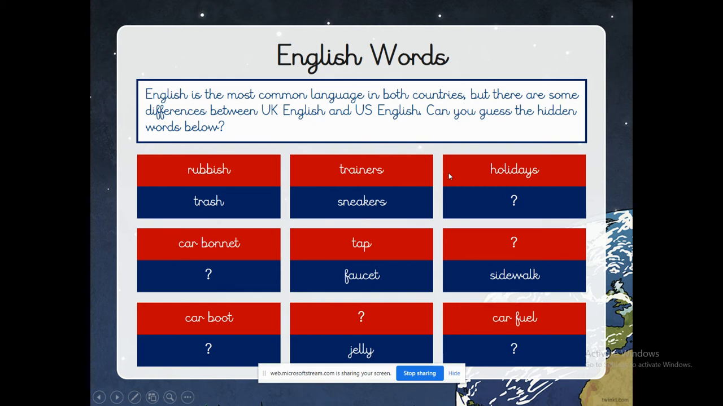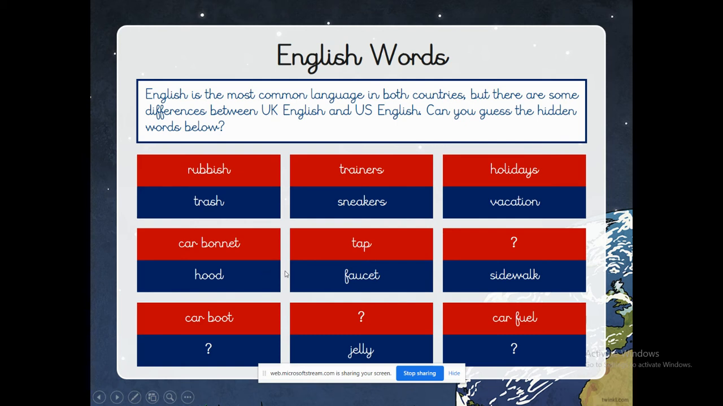Holidays. What do Americans call holidays? Have you got it? Vacations. I'm sure you hear a lot of these words in some of the films and television programs that you watch. But what do the Americans call a car bonnet, the front of a car? They call it the hood.